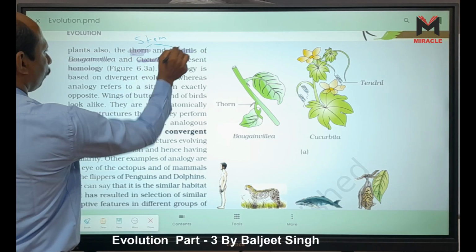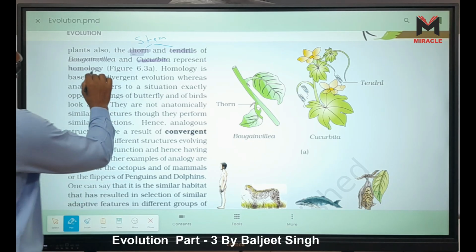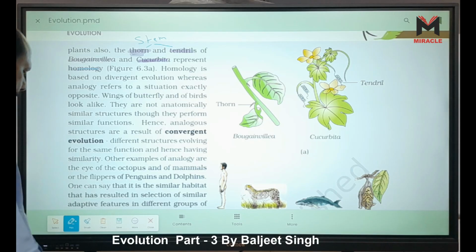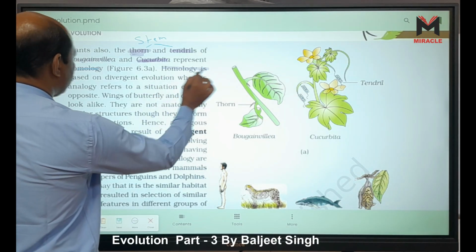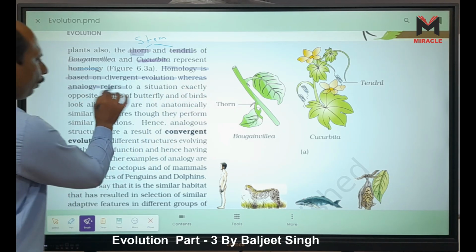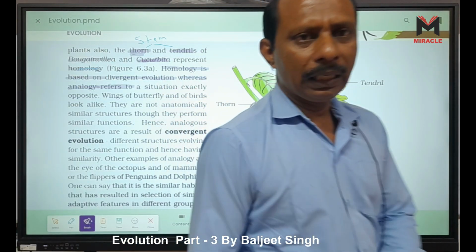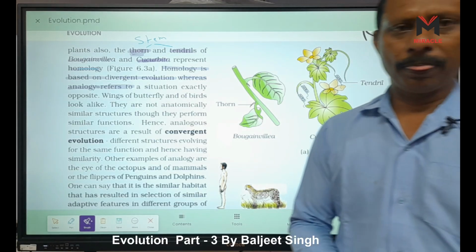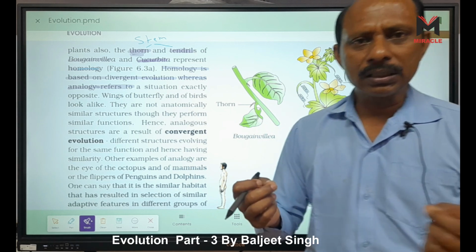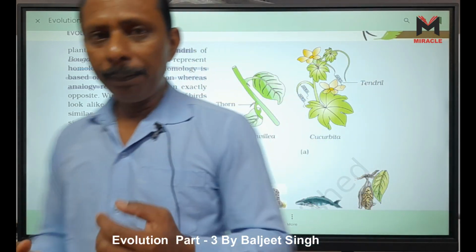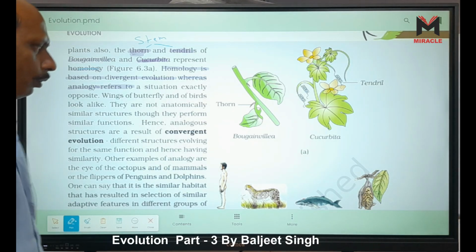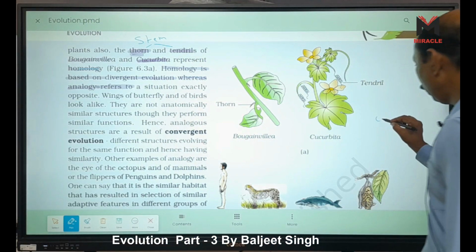Both originate from stem. This is represented as homology, or we can say it is divergent evolution. Second, homology is based on divergent evolution, whereas analogy means what? Analogy means internally different but functionally the same. Their origin is different but their function is the same, so their appearance is the same. You can understand through this one. Look, what I said: origin different.